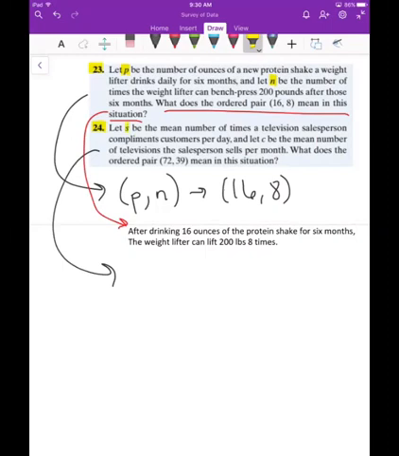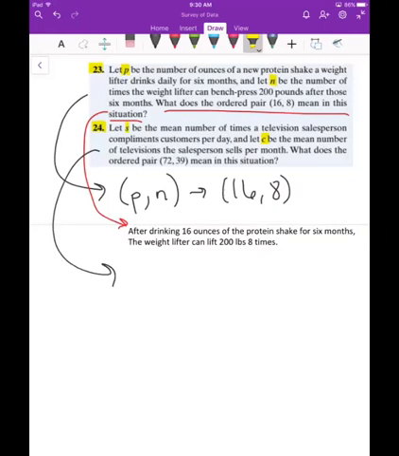In this one, S is the mean number of times a television salesperson compliments customers per day. So again, in your head, but while you're determining explanatory versus response, shorten that up. So compliments. S is basically the number of compliments per day. And then C is the mean number of televisions the salesperson sells per month. So shorten that up. C is the number of televisions sold. So does complimenting a customer affect the number of televisions I'll sell?